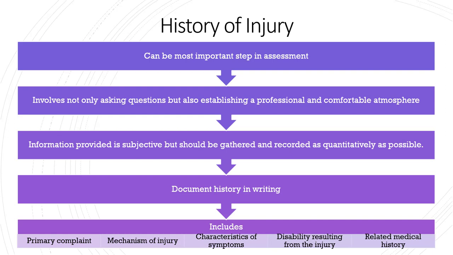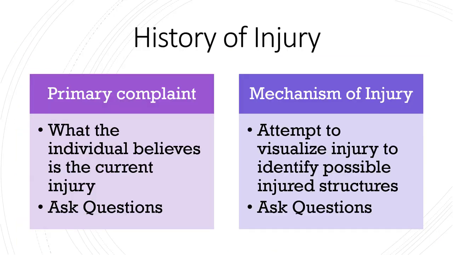We need to make sure that we're documenting our primary complaint, the mechanism of injury, the characteristics of the symptoms, the disability resulting from the injury, and any other pertinent related medical history. The primary complaint: questions should be phrased to allow the individual to describe the current nature, location, and the onset of the condition or injury.